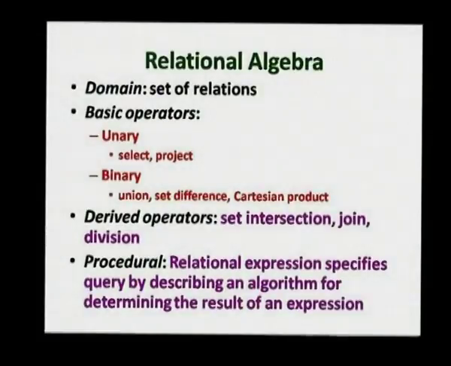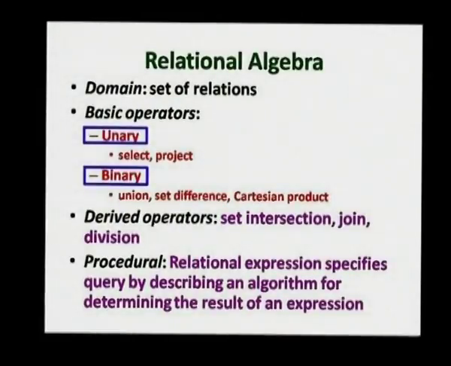So, as a quick revision of what we did last time, the domain of a relational algebra is a set of relations or tables, in other words. The basic operators, there are two types of basic operators, unary and binary. In the last class we already saw these operators. What we saw were unary operators select and project, and binary operators like union, set difference and Cartesian product. In this lecture we are going to look at the derived operators, set intersection and join, and division we are going to see later.